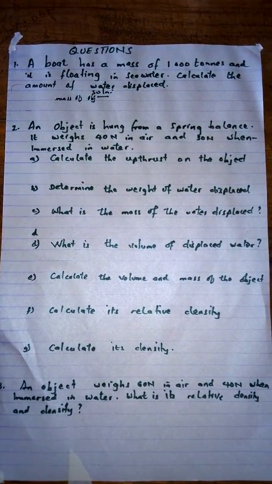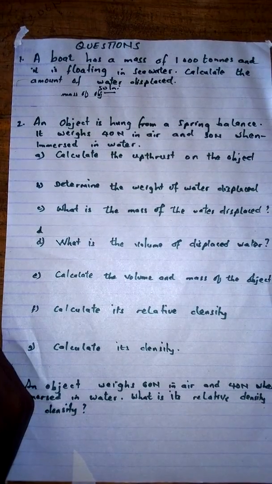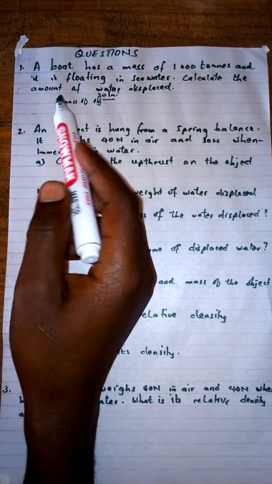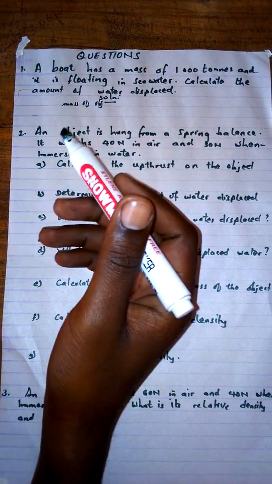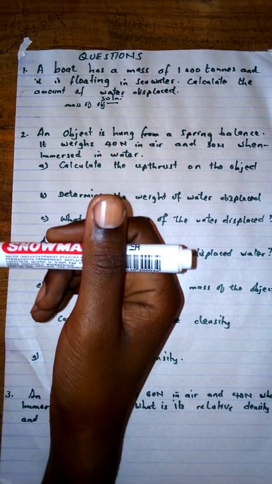Hi, in this video we will solve several numericals regarding Archimedes principle. We have the first question. It says that a boat has a mass of 1,000 tons and it is floating in seawater. Calculate the amount of water displaced.